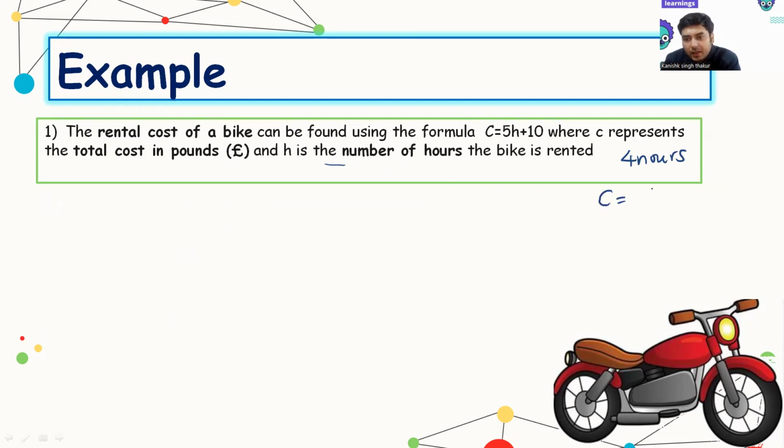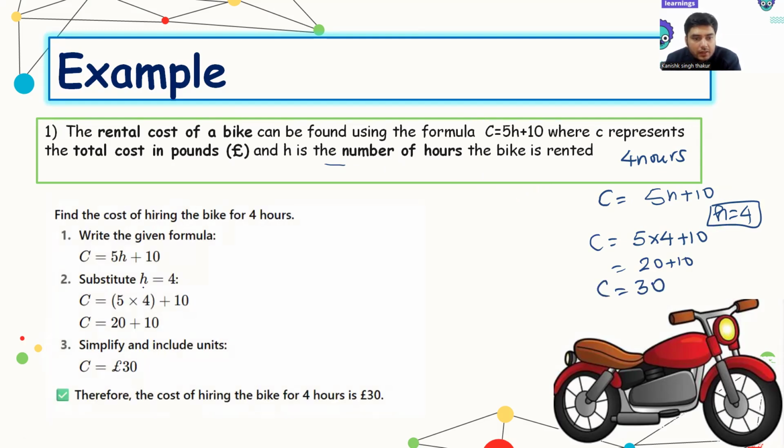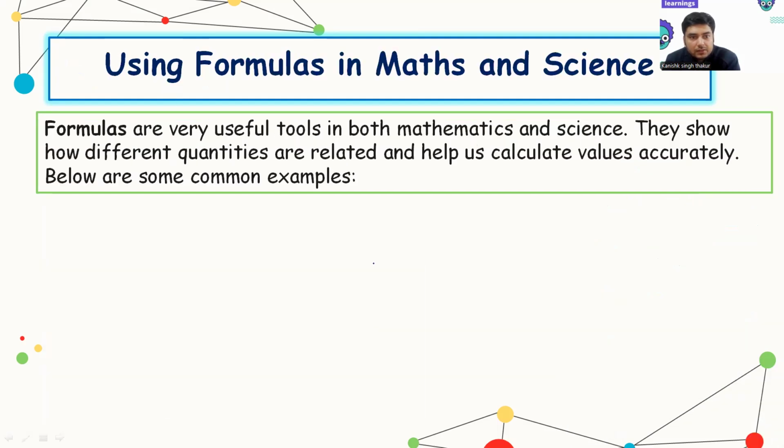So C I'll be calculating as 5H plus 10. And when I substitute H equals 4, I get C equals 5 times 4 plus 10. I get 20 plus 10. So C I get as 30. This is it. Right? So H equals 4. So 5 times 4 plus 10, 20 plus 10, 30.